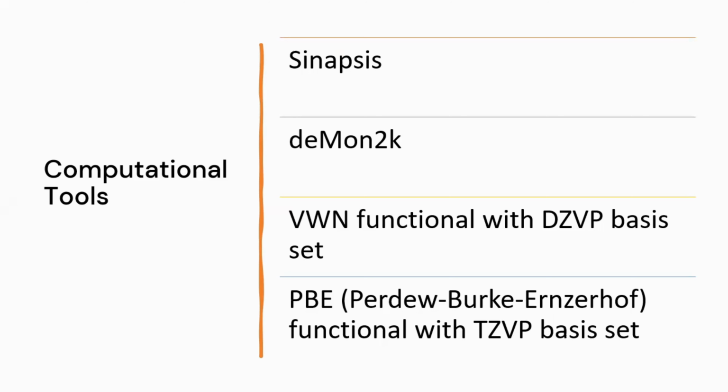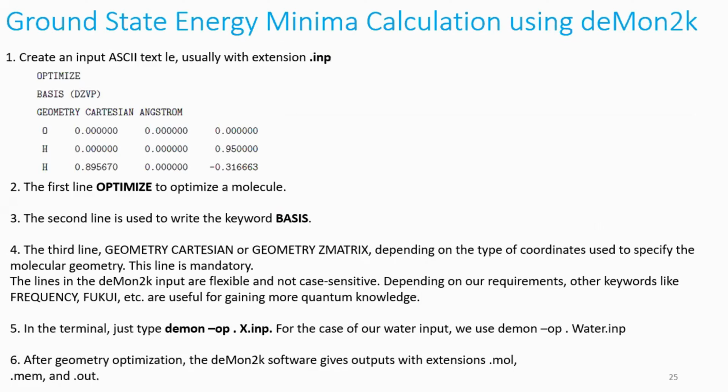If we want to go a little deeper into the energy parameters, we will run with the PBE functional with the TZVP basis set. If you want more accurate methods, if you want to compute more accurate energy values, we may go for a higher functional like B3LYP with the 6-311G star basis set. Again, it depends on what kind of system we are choosing.